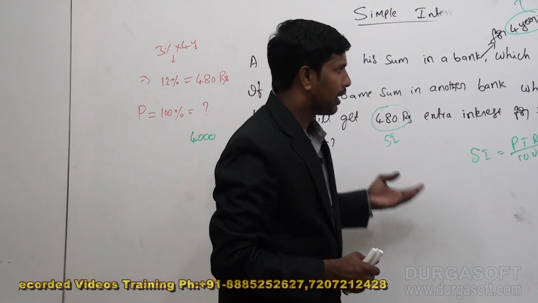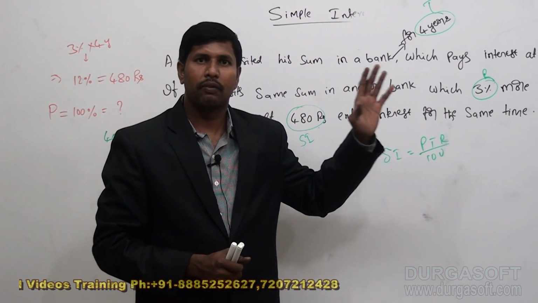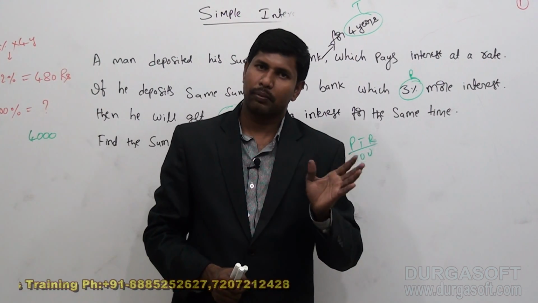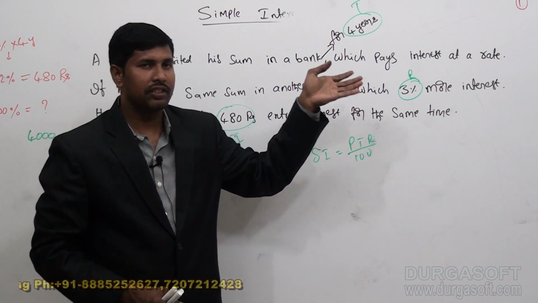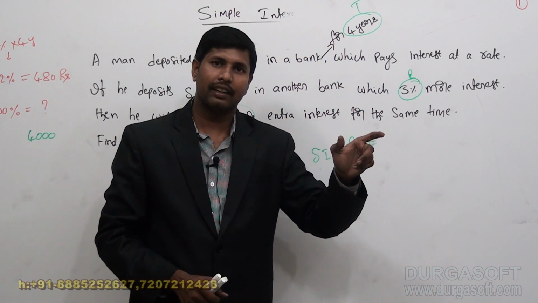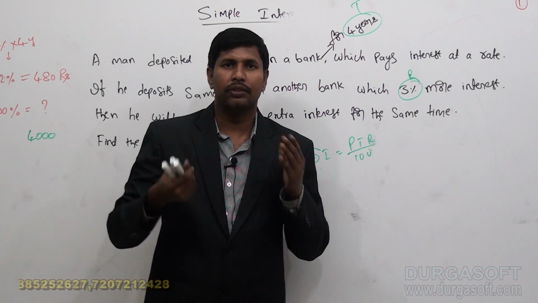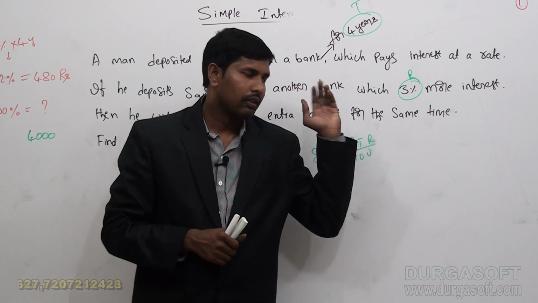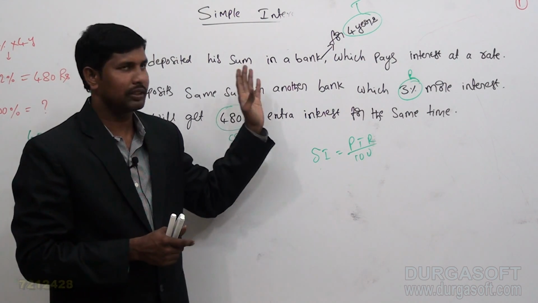So like this you can answer any question from this topic by taking the formulas like PTR by 100, or amount is equal to principal amount plus interest, or the other way where we consider the principal amount as 100 and based on that we can calculate the interest. So in this way you can calculate the questions or the answers based on the requirement. So this is all about simple interest.